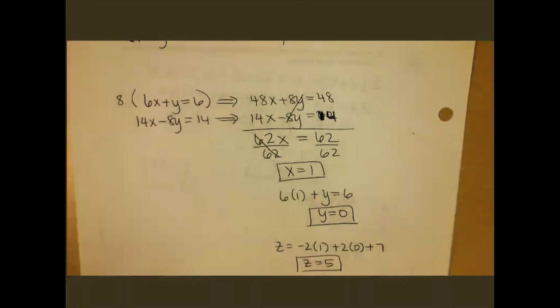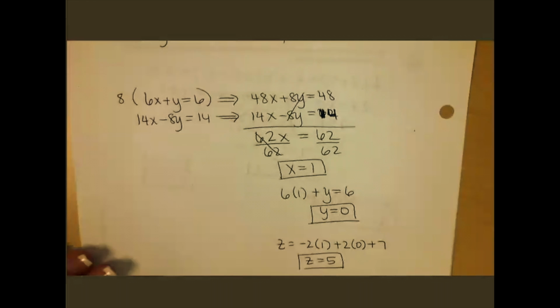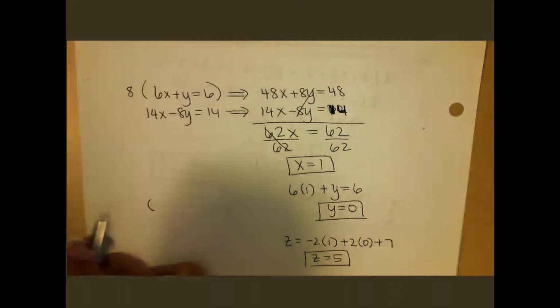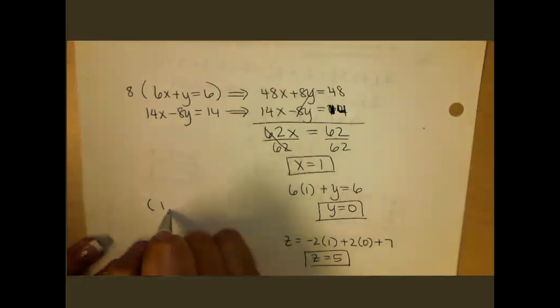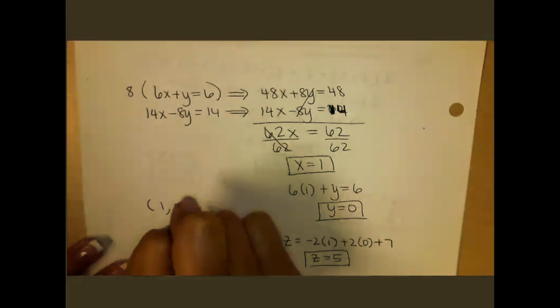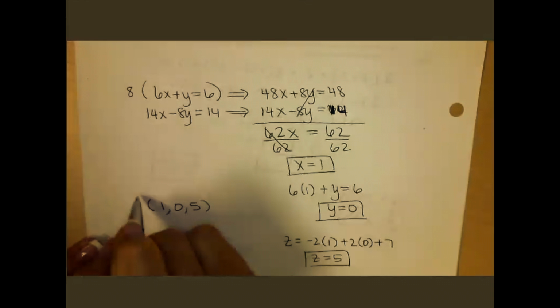When you write the ordered pair for these that have 3 variables, you're going in alphabetical order. So x, y, and z. And there is our solution for this system.